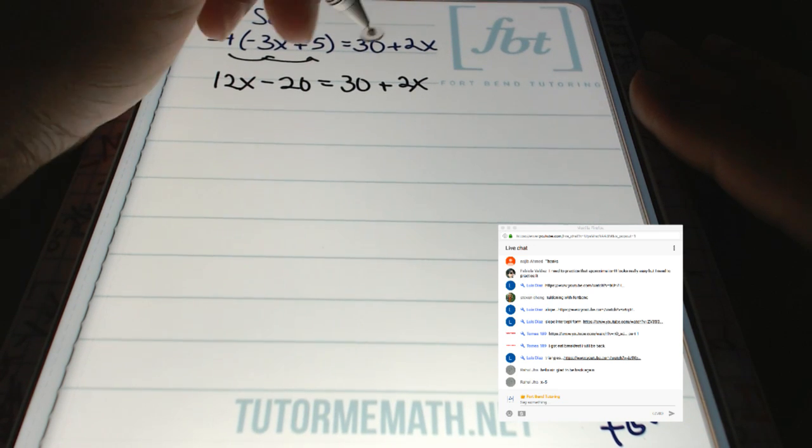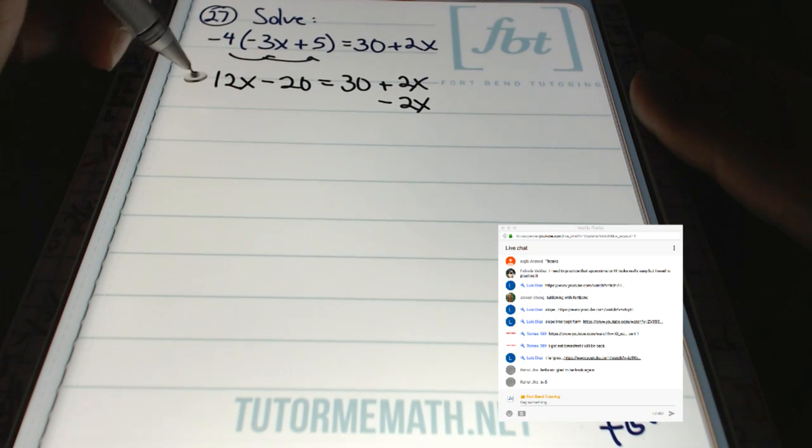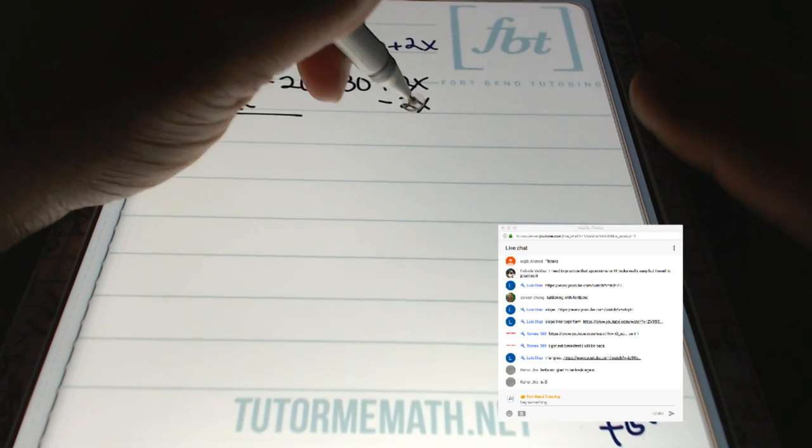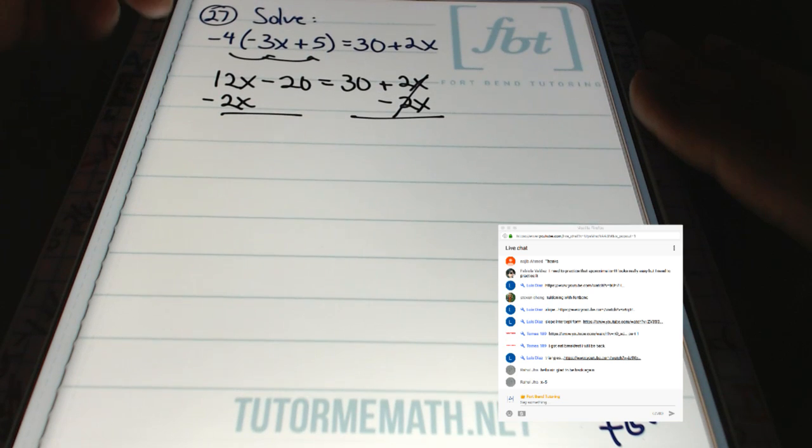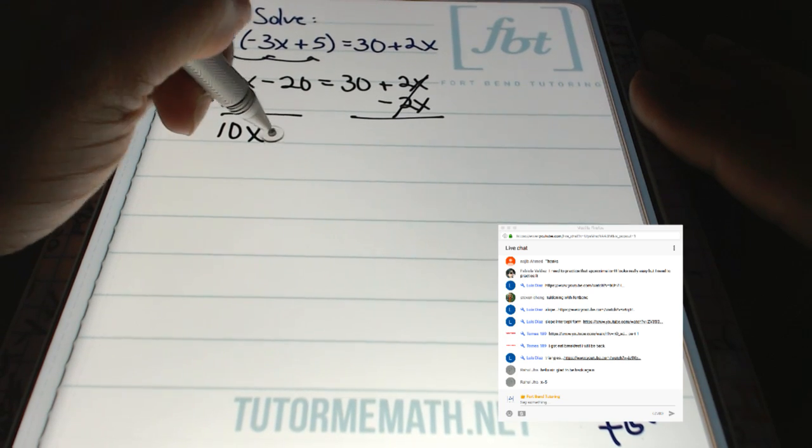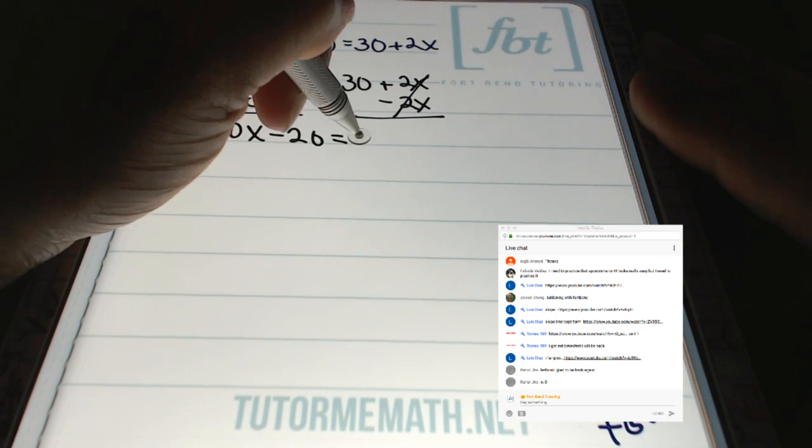Then we're going to be isolating those terms that have the variable by subtracting 2x from both sides of the equal sign. You want to get all the terms with your variable on one side of the equal sign. That's what I'm doing in this step right here. We have 12x minus 2x. That gives me 10x minus 20 equals 30.